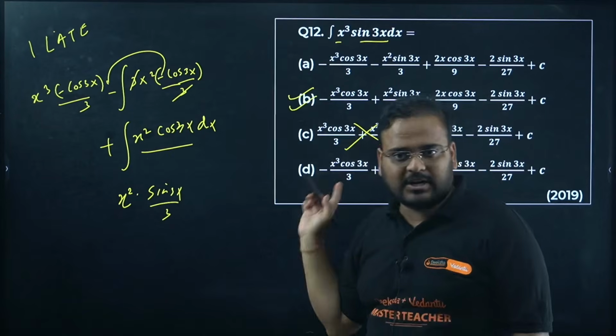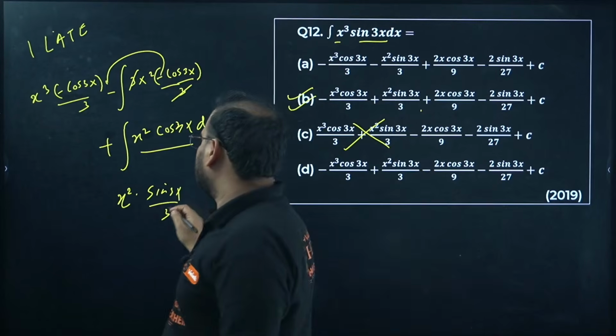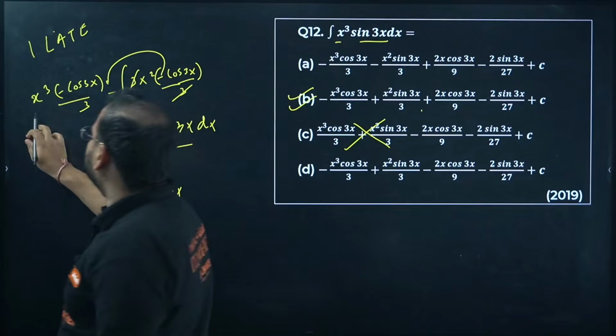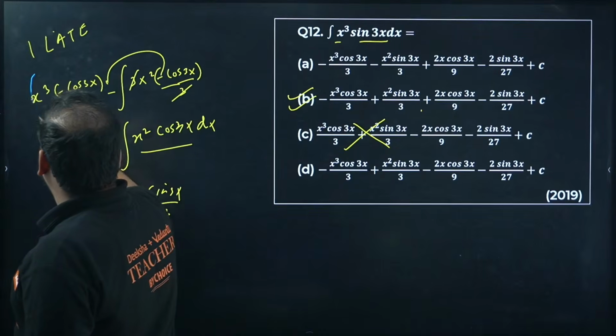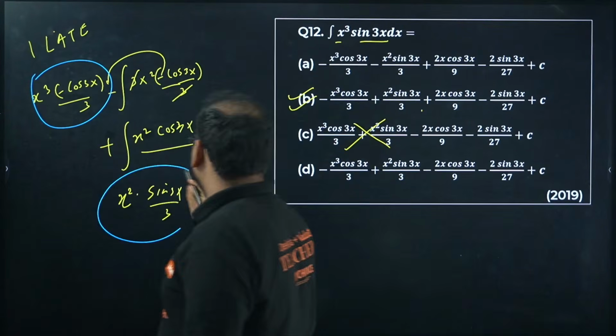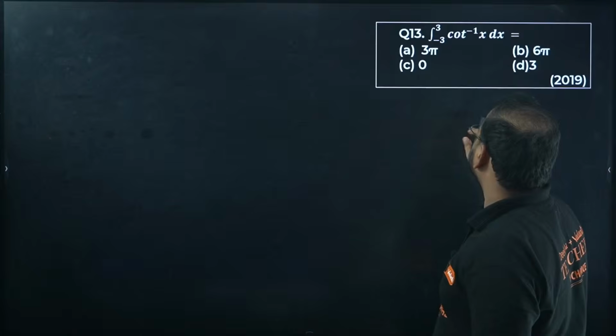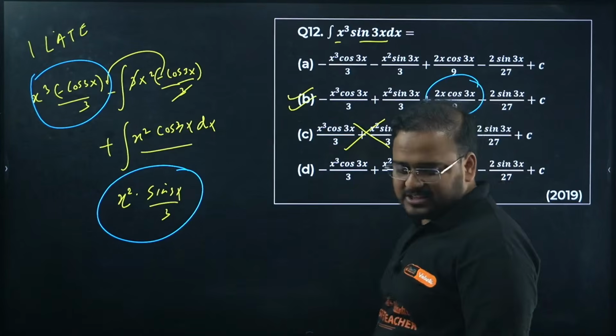Continue please. Okay, continue. You're going to get this as my second term. This right here is my first term. This is my second term, and the third term will come something like this. Check. Try this from your side.